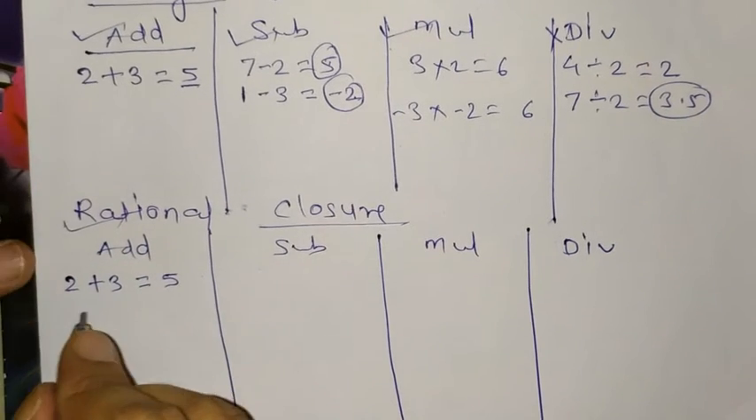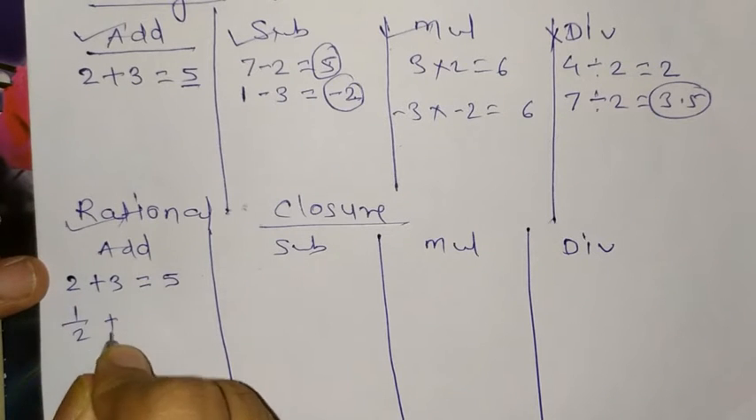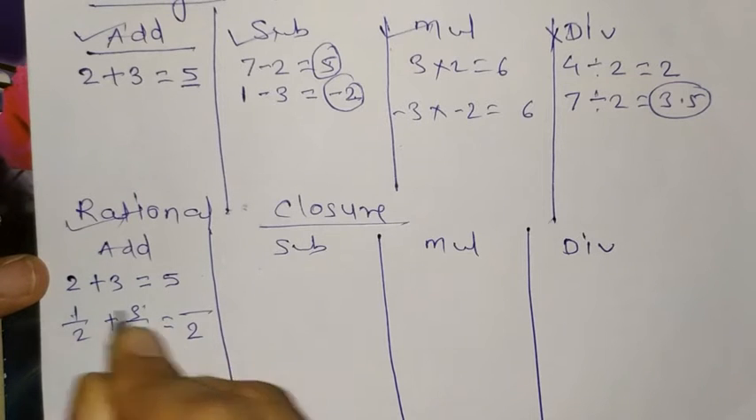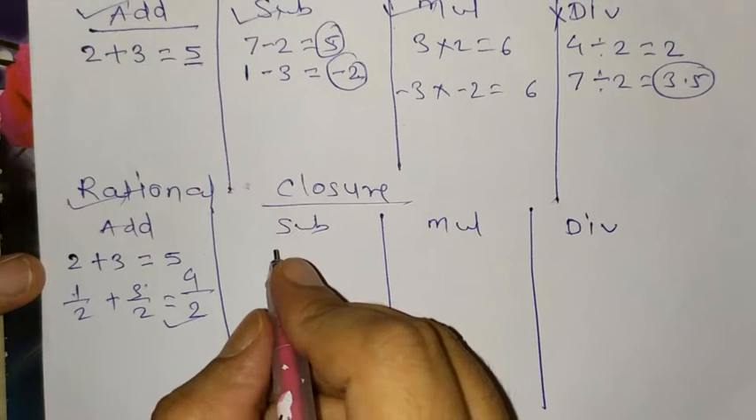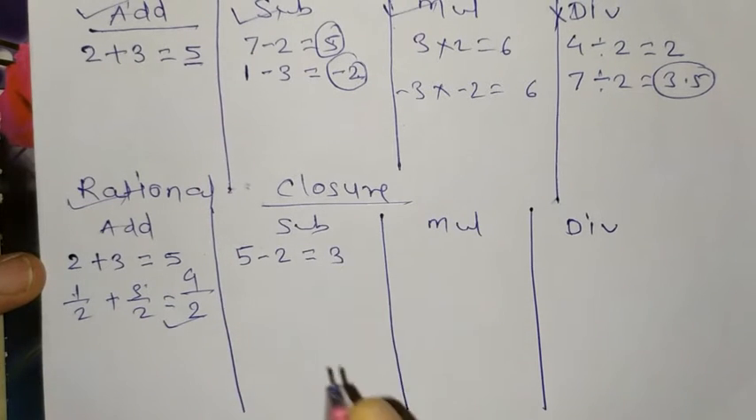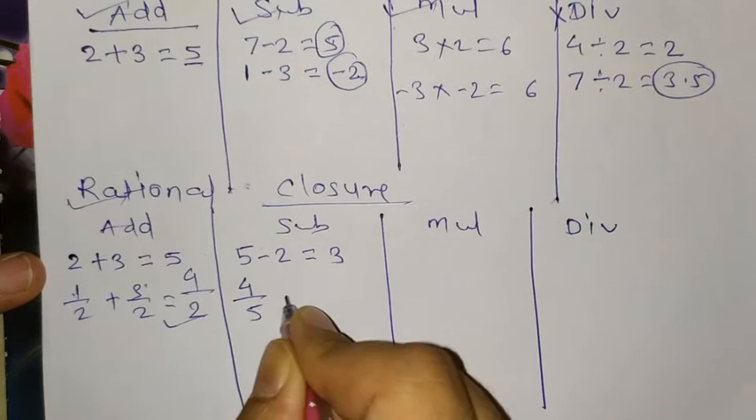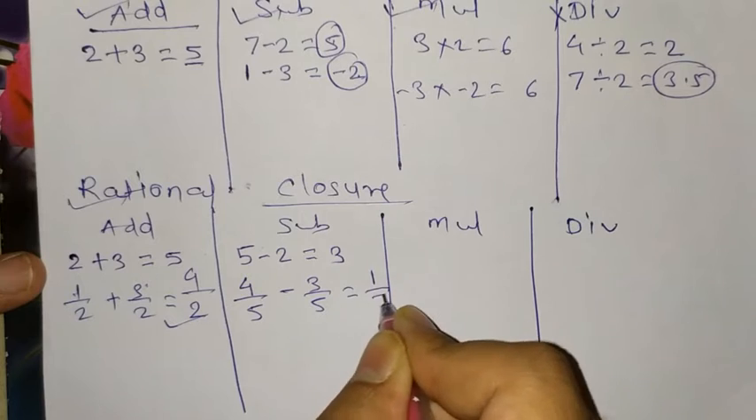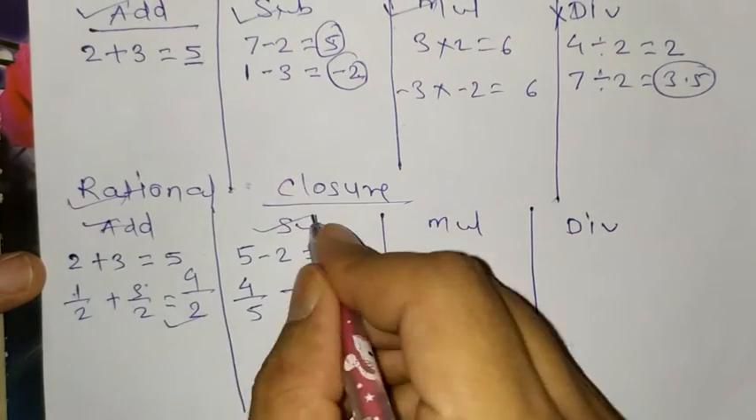Now we will take pure rational numbers like 1 by 2, 3 by 2. I am taking simple numbers, 3 plus 1, 4. That is also rational. Now in subtraction, suppose you do 5 minus 2 is 3, or if you take numbers like 4 divided by 5 minus 3 divided by 5, 4 minus 3, 1 by 5. So here also we are getting a rational number, so both are satisfied.